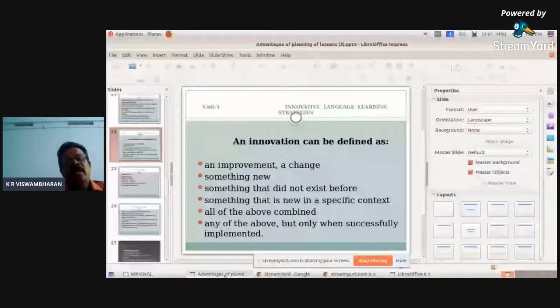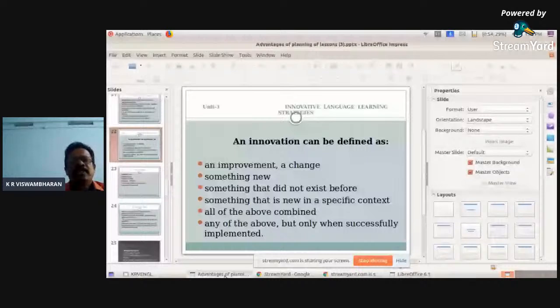And in language learning, innovative initiatives are essential for making language learning a pleasurable one, an interesting one, and a successful one. So, an innovation is a novel one which did not exist before. And it can be new in a specific, newer context, and all the above can be combined as an innovation, or any of the above may be considered an innovation, but only when successfully implemented.